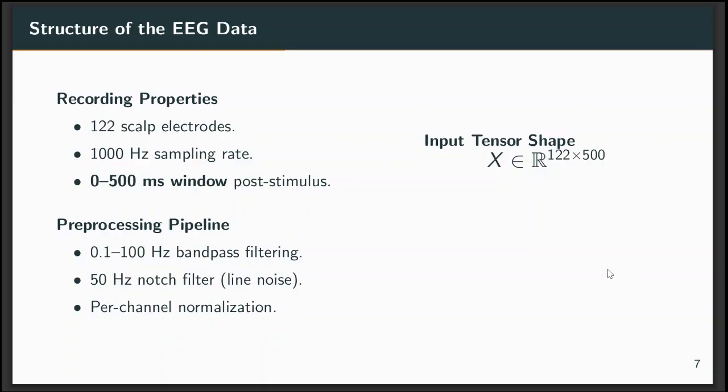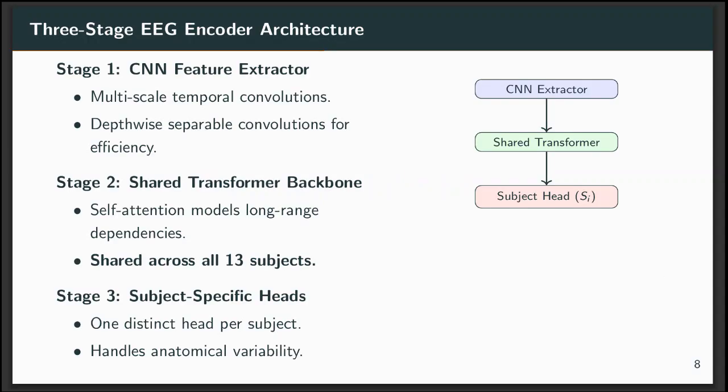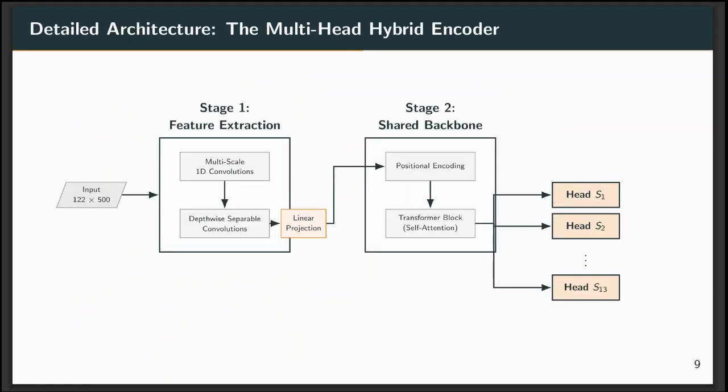Let's look at the approach now. So we design a three-stage hybrid encoder, moving from local feature extraction to global context, and finally subject-specific calibration. Here's the detailed view. In stage one, we use multi-scale 1D convolutions for temporal features, followed by a linear projection to map the dimensions.